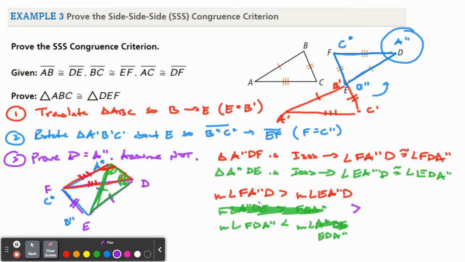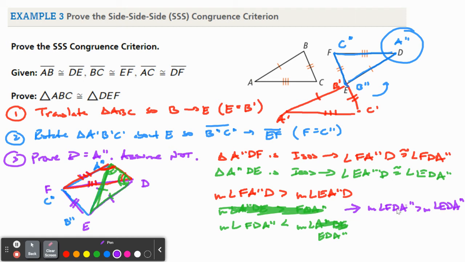So we can substitute each for the other. All right, so I can take this and substitute FD A double prime up here to get the measure of angle FD A double prime. So I'll bring it up here, and I can keep that greater than symbol, and I can replace with the measure of angle ED A double prime.